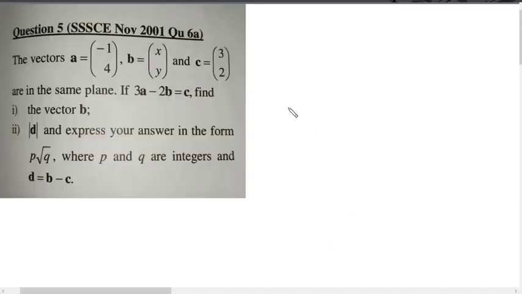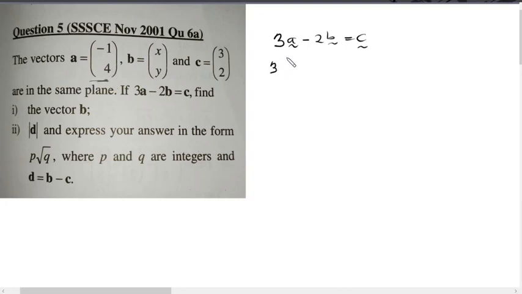Alternatively, if you want to solve it this way, that is also cool. We are finding vector b, so you can as well solve it this way. We have been given vectors a, b, and c. We are told that vector a is negative 1, 4, so you see it here.